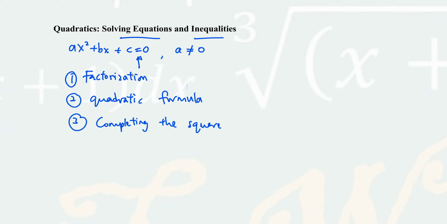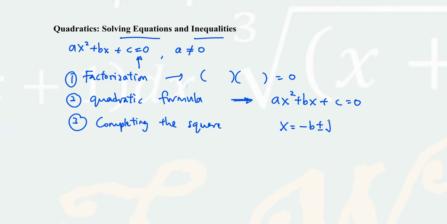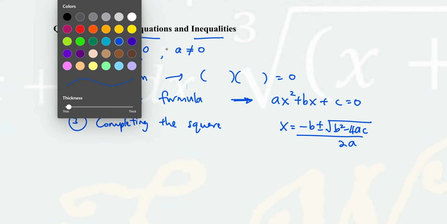Okay, so basically for the first method, factorization, you need to change into products of two factors. So that is the factorization. Now for the second method, which is the quadratic formula, the general quadratic equation is ax squared plus bx plus c equals to 0, and then the formula is going to be x equals to minus b plus minus square root of b squared minus 4ac over 2a. So this is our quadratic formula.